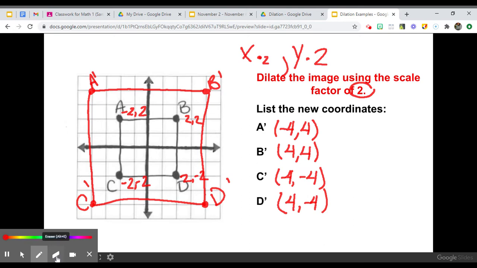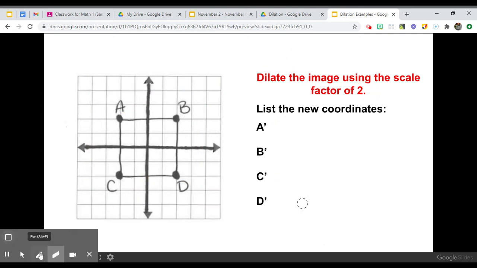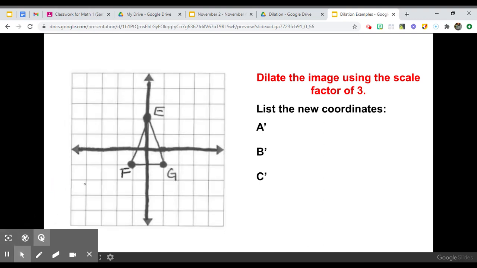Okay, so let's make sure that we understand this concept, and we'll move on to the next one. On the next screen, we are going to end up dilating. I'm trying to erase the whole page, so that's not what I want to do. There we go. We're going to use the scale factor of 3. So we need to list the points that we see. This point is at (1, -1). This point is at (0, 2). And then this point is at (-1, -1).